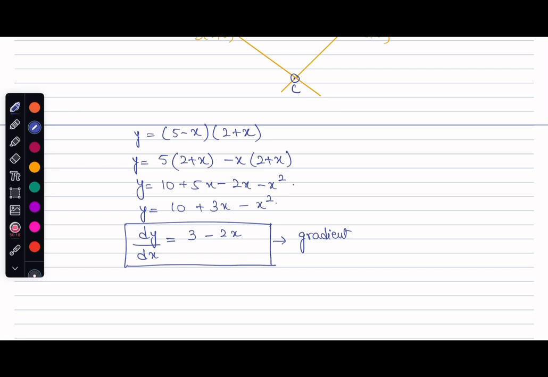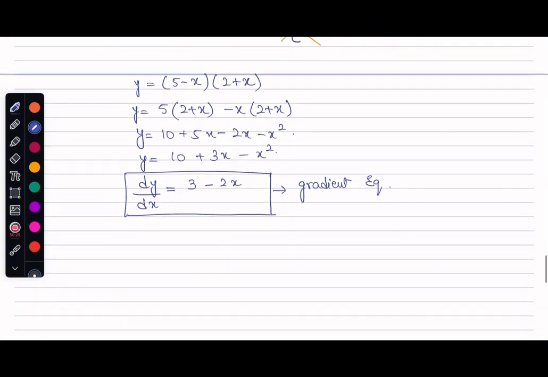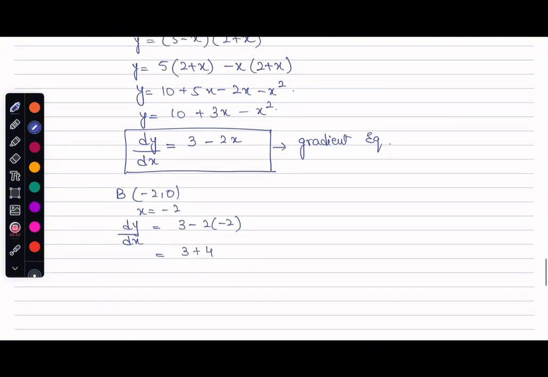The first derivative equation is actually the gradient equation. And then I have the point B and I have the point A also. So let's start working with B first. So B has coordinates (negative 2, 0). So I can substitute x as negative 2 in the gradient equation dy by dx, so that this becomes 3 minus 2 into minus 2, or I can say this is 3 plus 4. So the gradient dy by dx in this case shall be equal to 7.